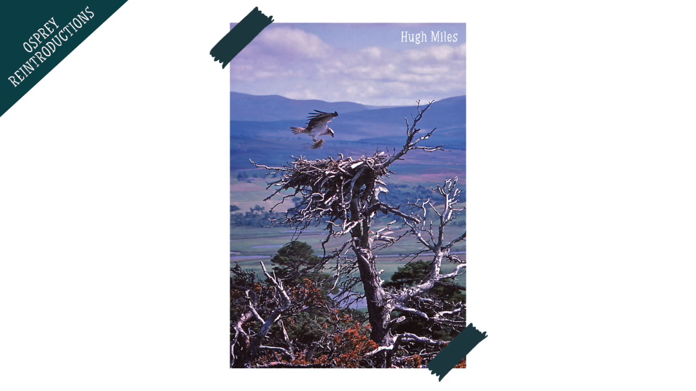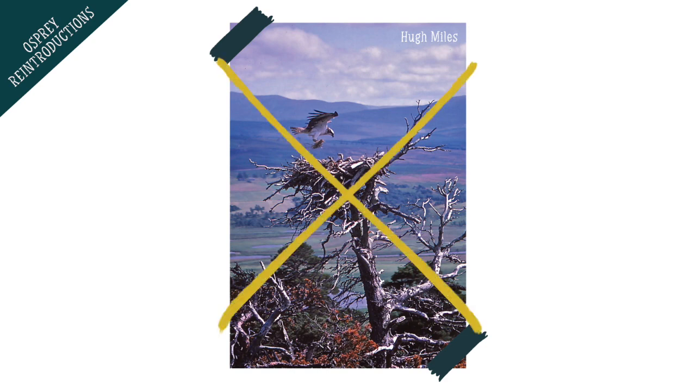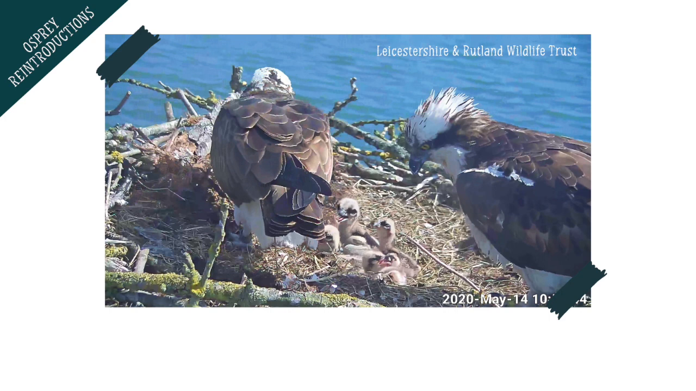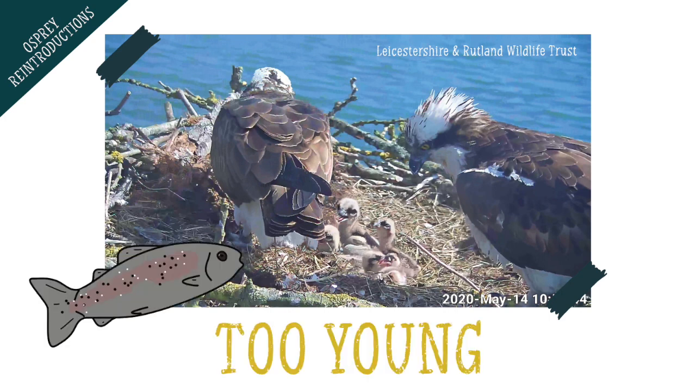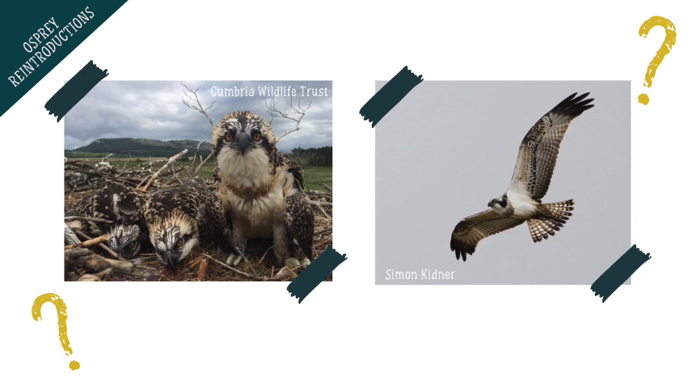So there will be no point translocating older ospreys that already have a connection with another area. We don't want to translocate ospreys too young because they rely heavily on their parents for food, and we want their upbringing to be as natural as possible. So how do we move the chicks?